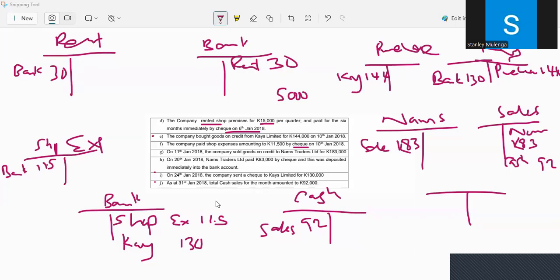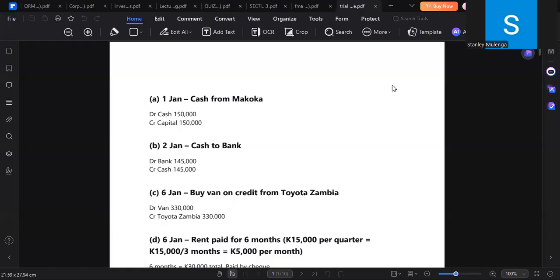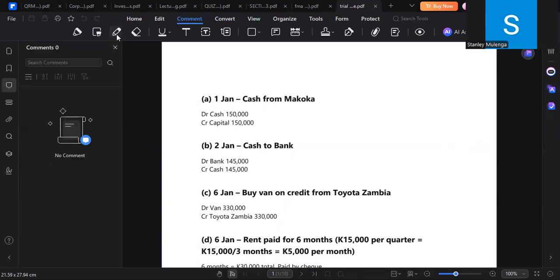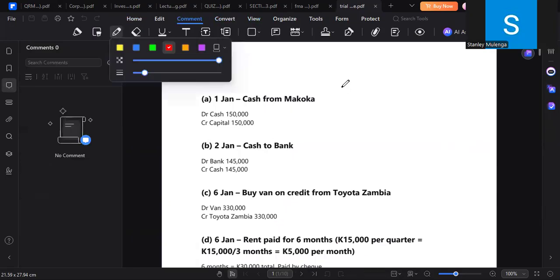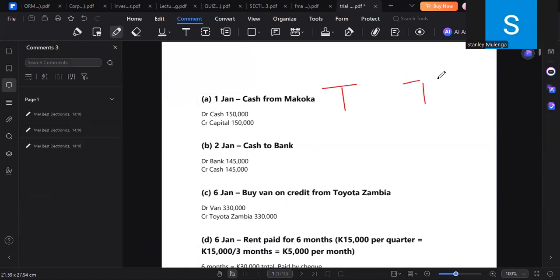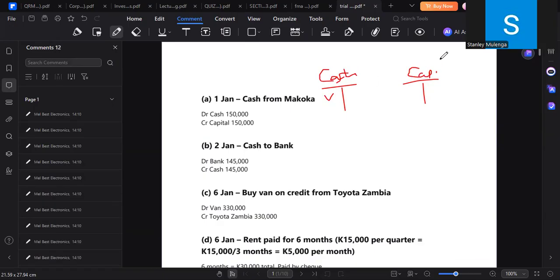You take your time because this question usually comes and you have no option but to understand. So the transactions were as follows. Number one, we started business with what? Cash. Okay, so we debited 150 cash and we credited the capital account. So using pairs, here our cash was debited and our capital was credited.